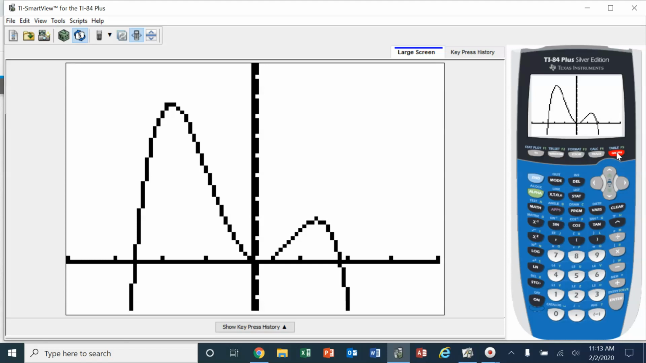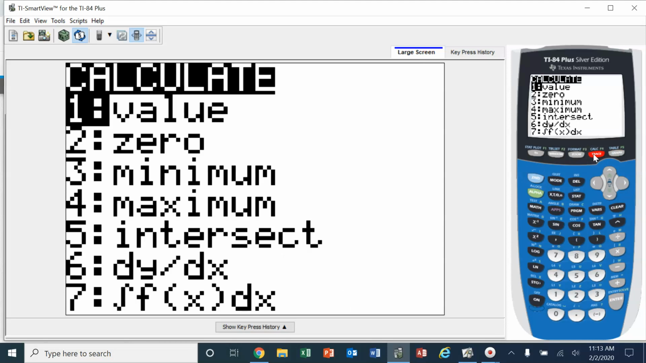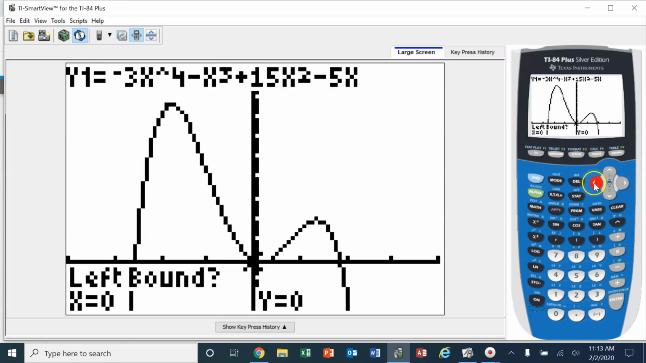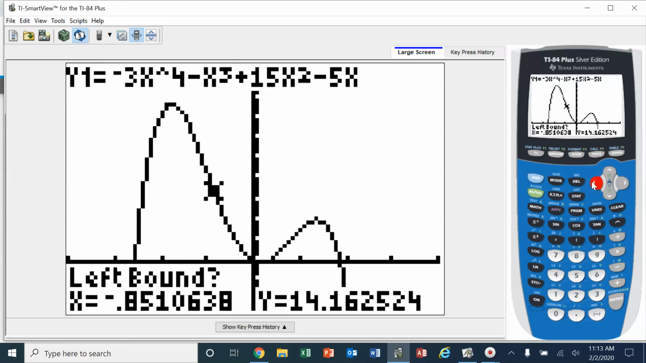Okay, so let's see. I'll start with the one on the left. So I'm going to go ahead and pick 0. And I'm going to move this around.